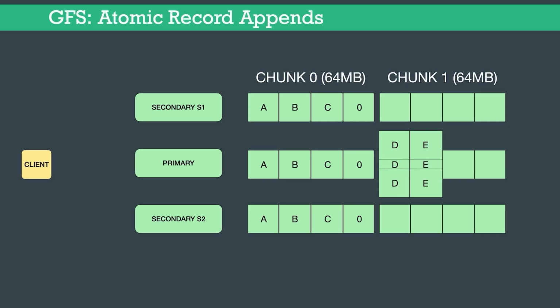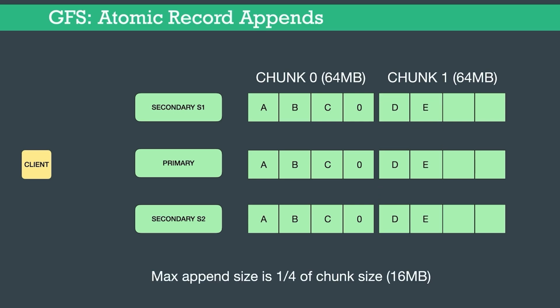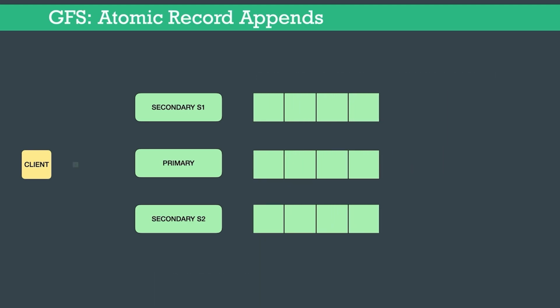Record appends are restricted to at most 1/4 of the maximum chunk size to keep the worst-case fragmentation at an acceptable level. Also, smaller appends are more likely to succeed without retrying. If the append fails on any of the replicas, the client will have to retry. Unfortunately, this may result in the same record being written twice.